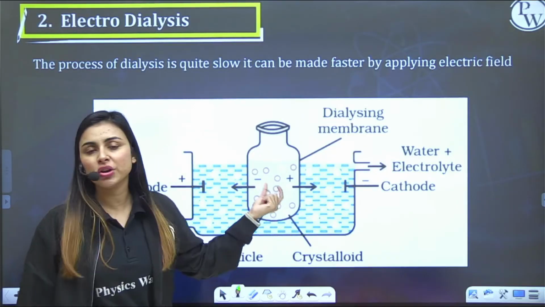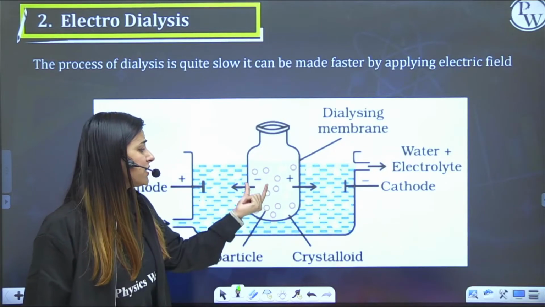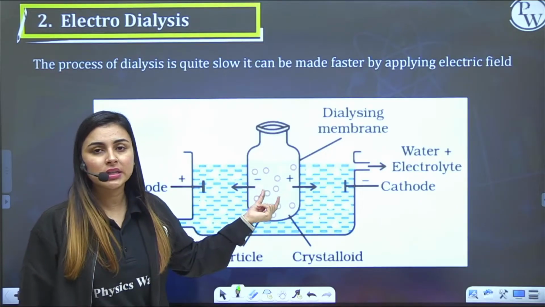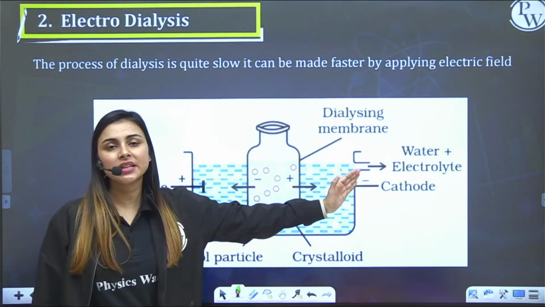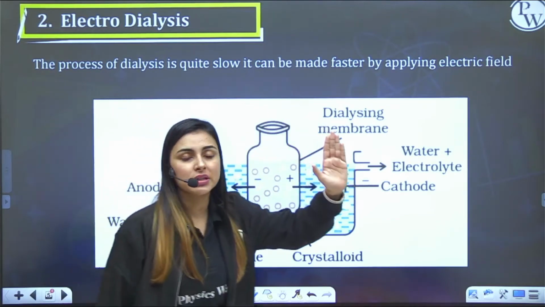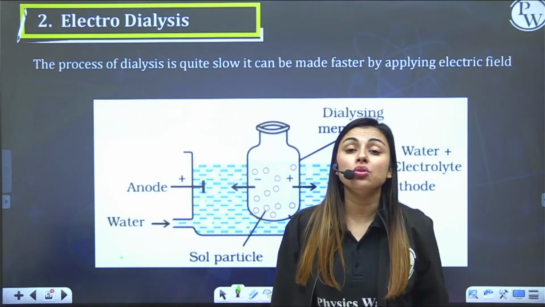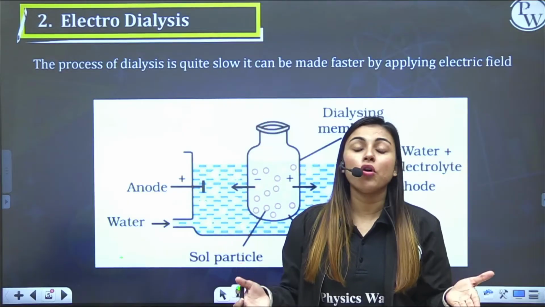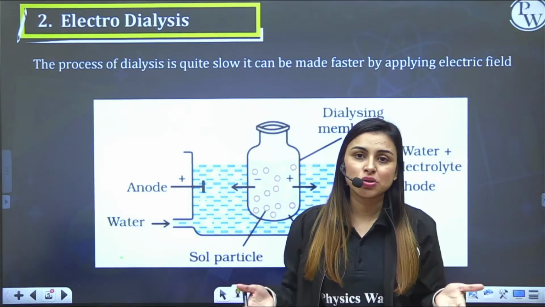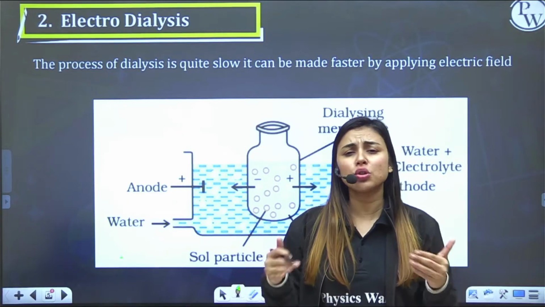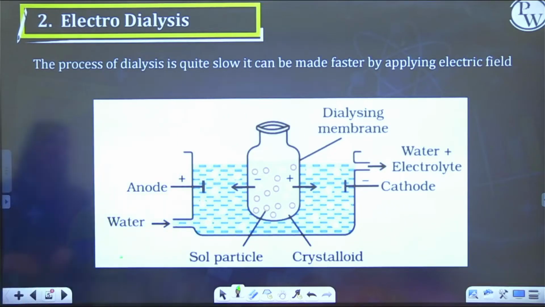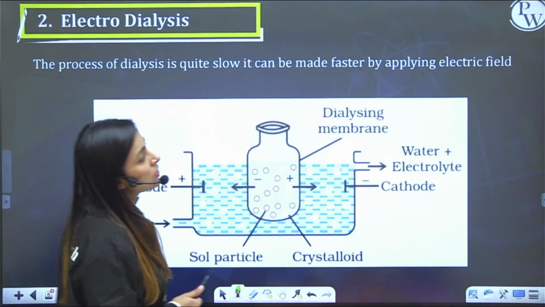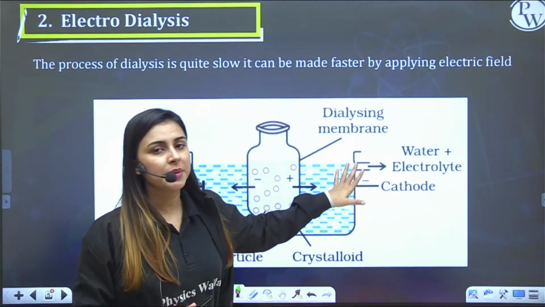Again, you have impurities of crystalloid size, you have colloid in this, you have a membrane here, you have water here. Water will pass through it and take the impurities along with it. The only difference is that in electrodialysis you perform this process in the presence of electrodes, so the process is a little bit faster. The process of dialysis is quite slow. It can be made faster by applying an electric field. This is the major thing to know.